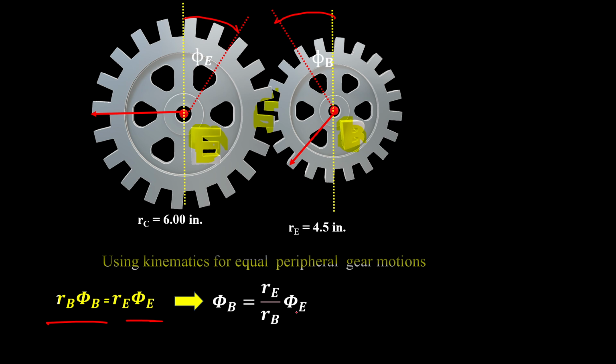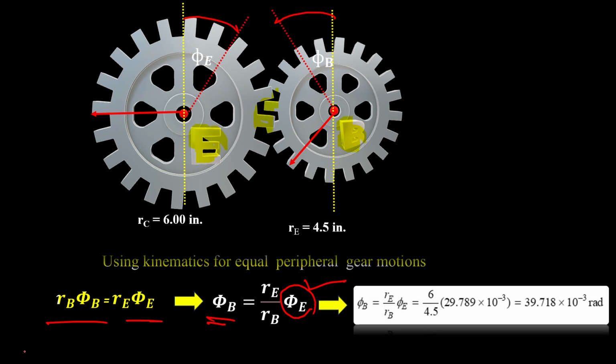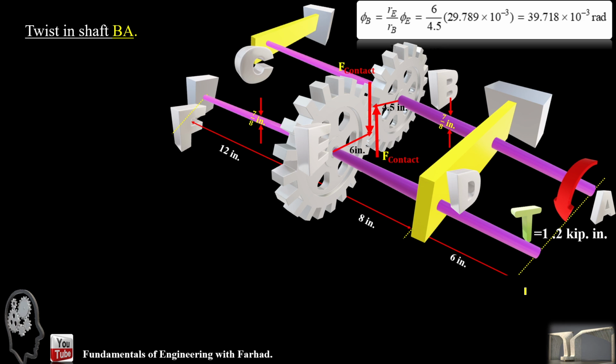We already calculated phi E in the last part, and now we can get the angle of twist in gear B based off phi E, and that's equal to this numeric value in terms of radian. So as we started from here, we got the angle of twist at E, then the angle of twist at gear B, which is this amount. Now let's jump to the twist in shaft AB.